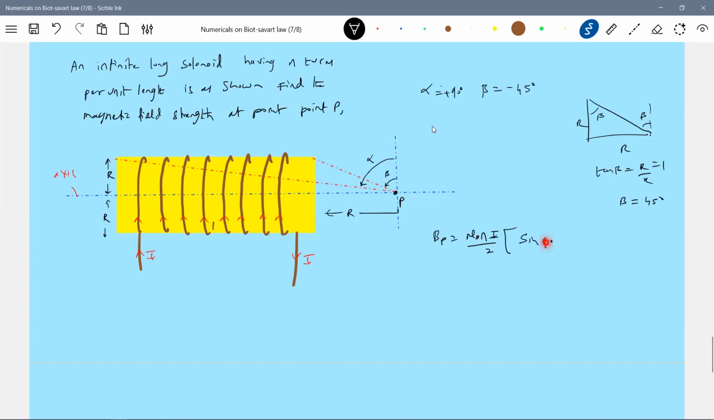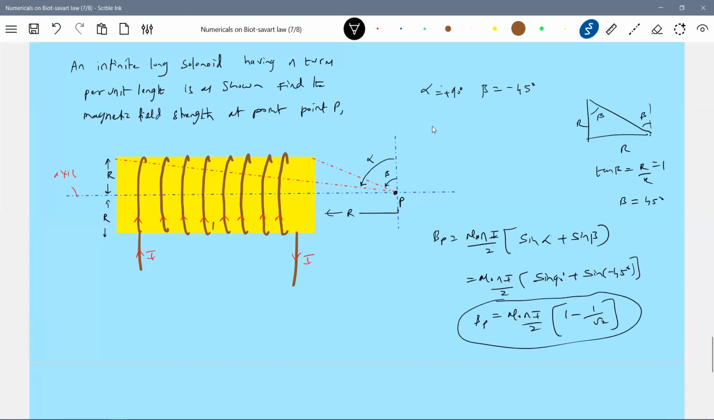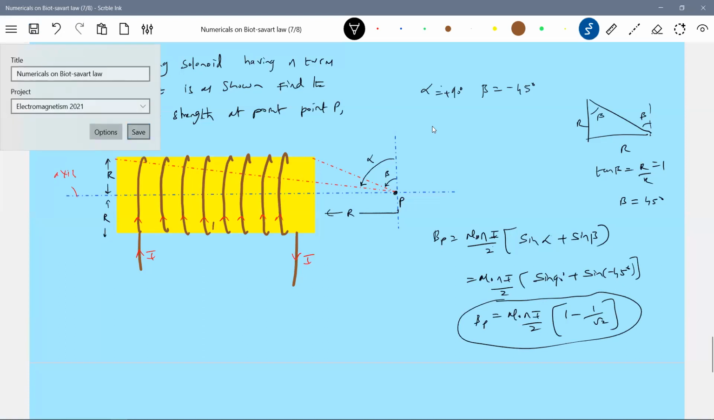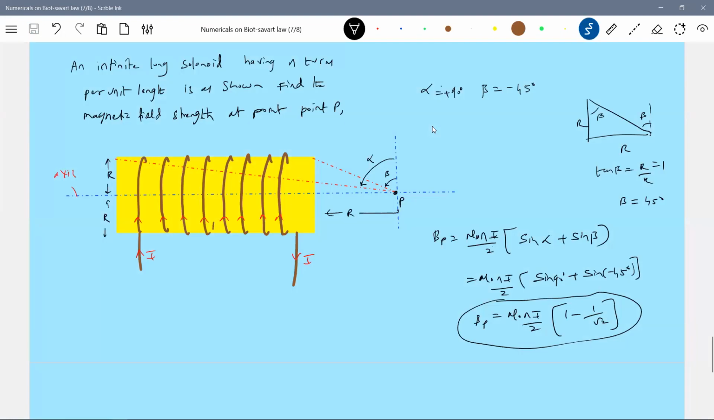Okay, sine 90, sine alpha, sine beta. Okay, this is the expression for the magnetic field outside the solenoid. As you vary that point P, no. So now I think it's very clear for you. Field here is mu naught n I by 2.